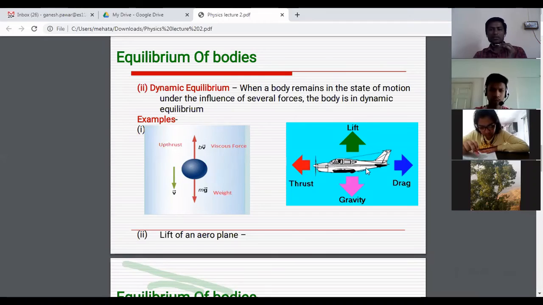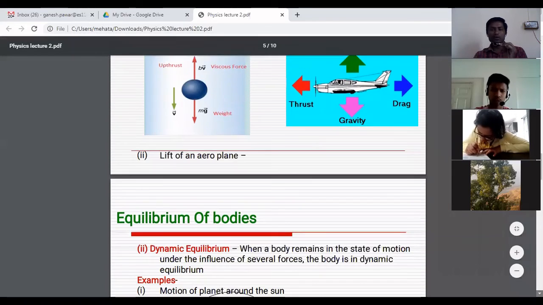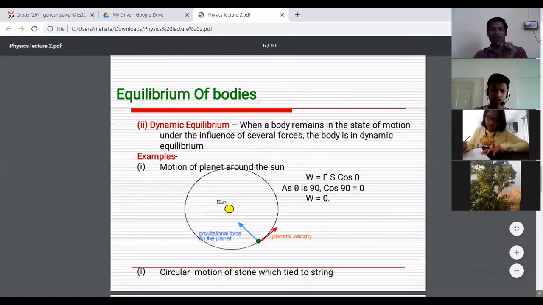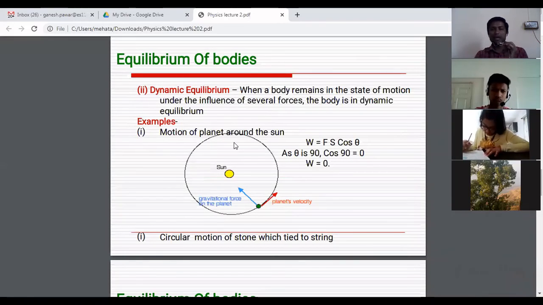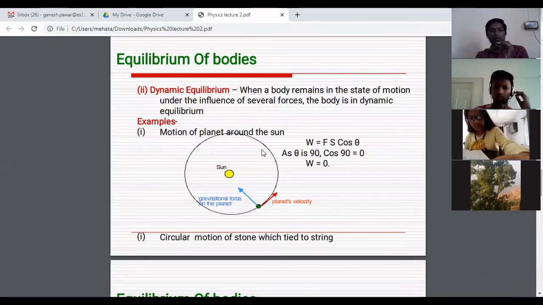And the same thing happens in the case of an aeroplane. The weight of the aeroplane is balanced by the lift. So these two forces are equal and opposite, or you can also say the thrust and the drag are equal and opposite. So the plane is in uniform motion. Clear? Now, another very important example is the motion of the planet around the sun. Everyone pay attention. My question is, why are planets able to revolve in a circular orbit around the sun?